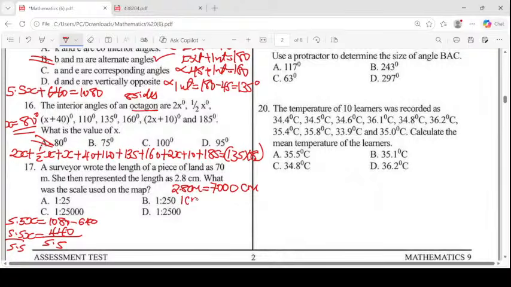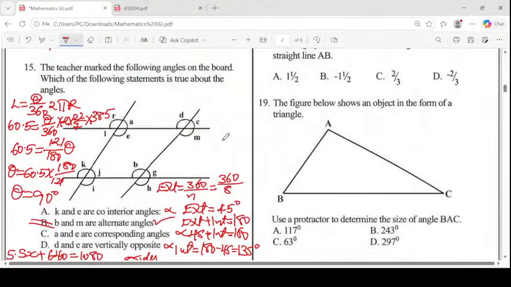What about 1 centimeter? What does it represent? 1 centimeter will represent 1 times 7,000 divided by 2.8. When you take 7,000 and divide by 2.8, you get 2,500. So ideally this means the ratio is 1:2,500, which is choice D for dog. Choice D for dog. Question 18.